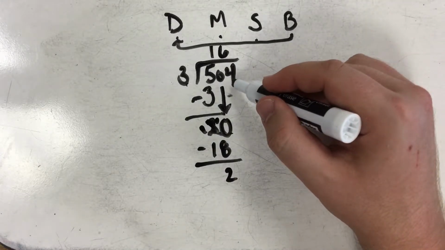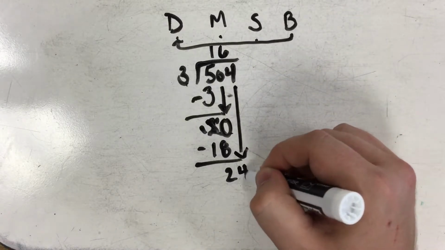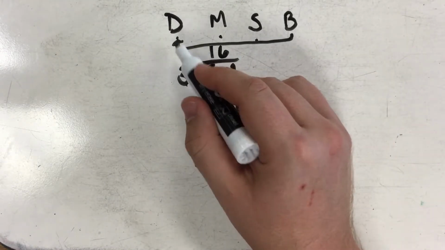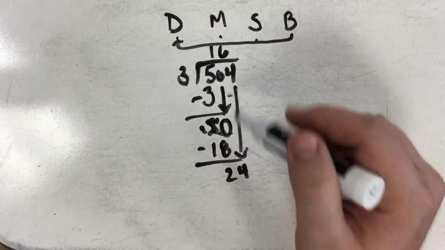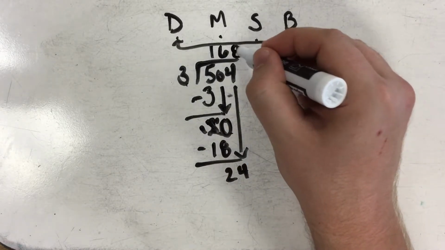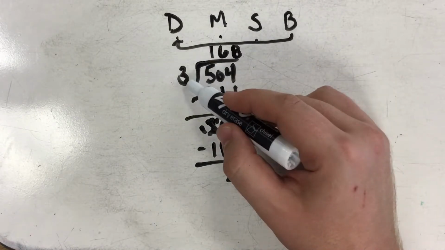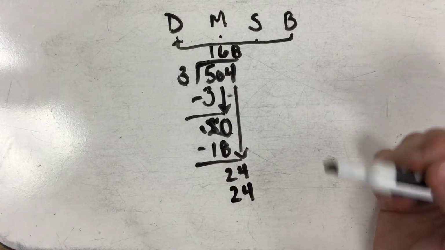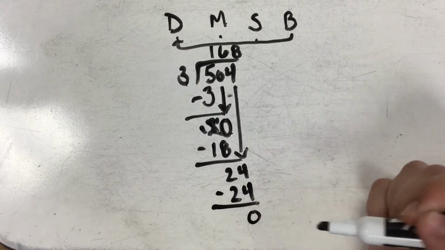And then finally, I still have numbers over here after the 5, so I'm going to bring down my last digit. And I'm now looking at 24. Start the whole process over. Divide. 3 divides 24 8 times. Multiply. 8 times 3 is 24. Subtract. 24 minus 24 is 0.